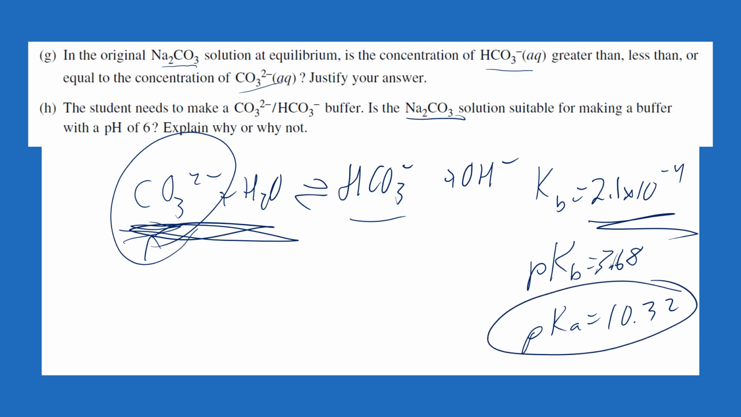So I would say that no, it's not particularly suitable for making a buffer with a pH of 6 because its pKa is so basic. It's so much higher than 7. It's very far away from that desired pH of 6. The best buffer solution has a pKa very close to the desired pH.